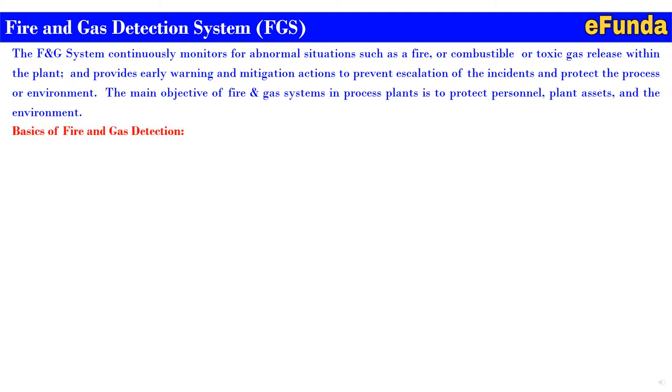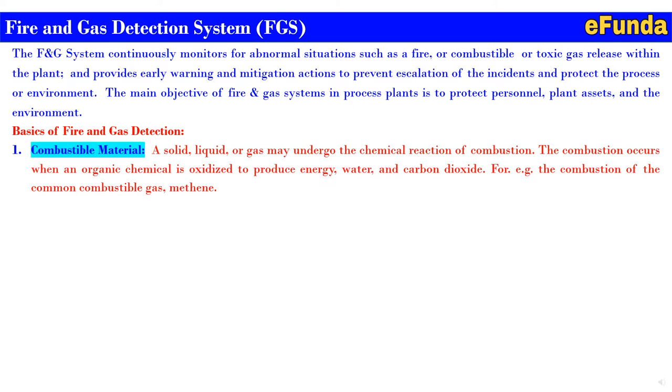Basics of the fire and gas detection. First is the combustible material. A solid, liquid or a gas may undergo the chemical reaction of a combustion. The combustion occurs when an organic chemical is oxidized to produce energy, water and carbon dioxide. For example, the combustion of the common combustible gas like methane.